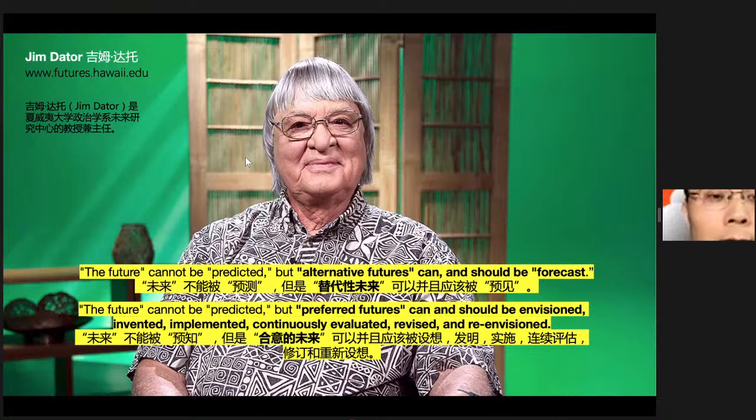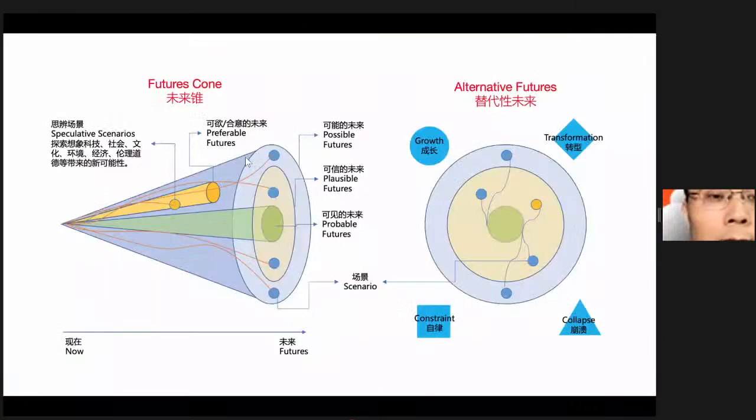Jim Dator believes that the future cannot be predicted, but alternative futures can and should be forecast. The preferred future can be envisioned, invented, implemented, and continuously evaluated, revised, and re-envisioned. This is the very important symbol of Future Studies. This is part of the logo of our conference. From now to the future, there are many different possibilities and the possible futures, plausible futures, which means that it should be able to happen, but limited by various conditions, and we want to have a preferred future.